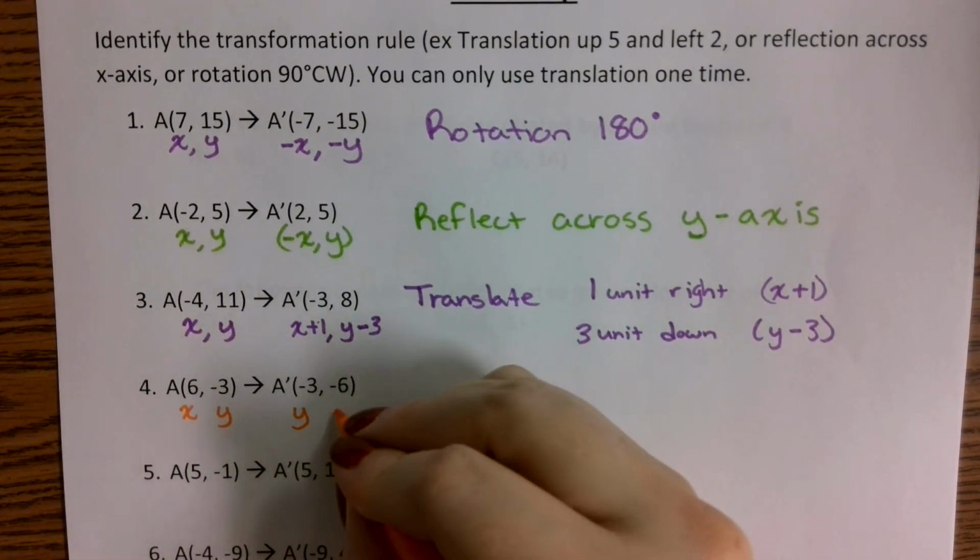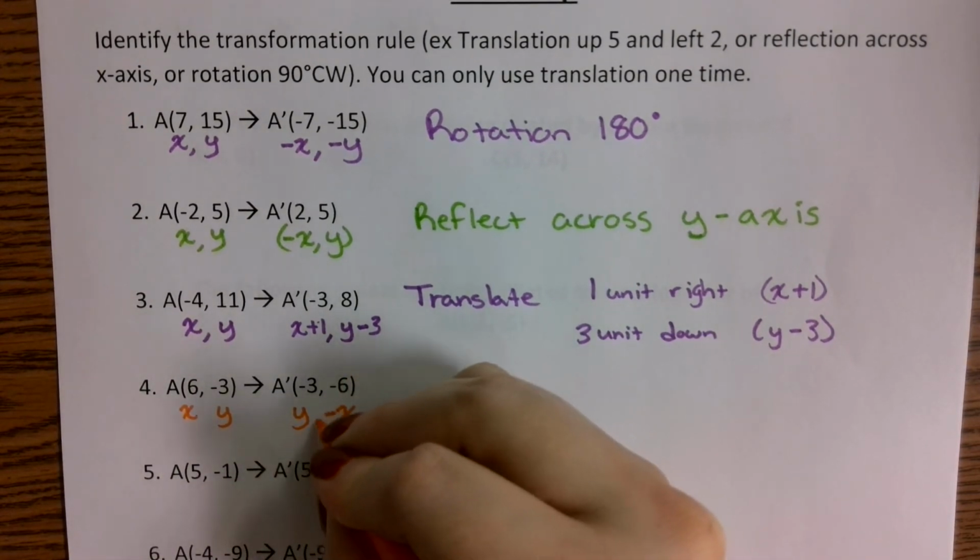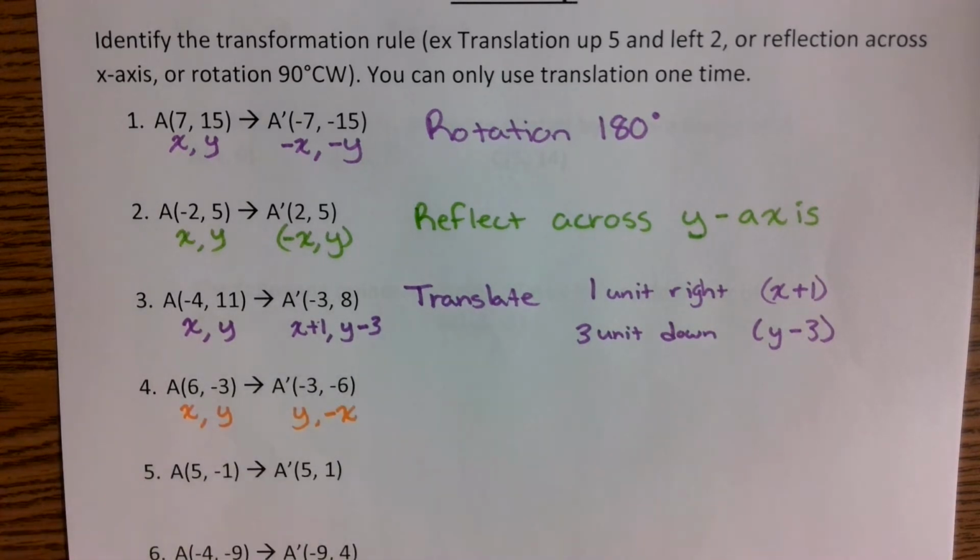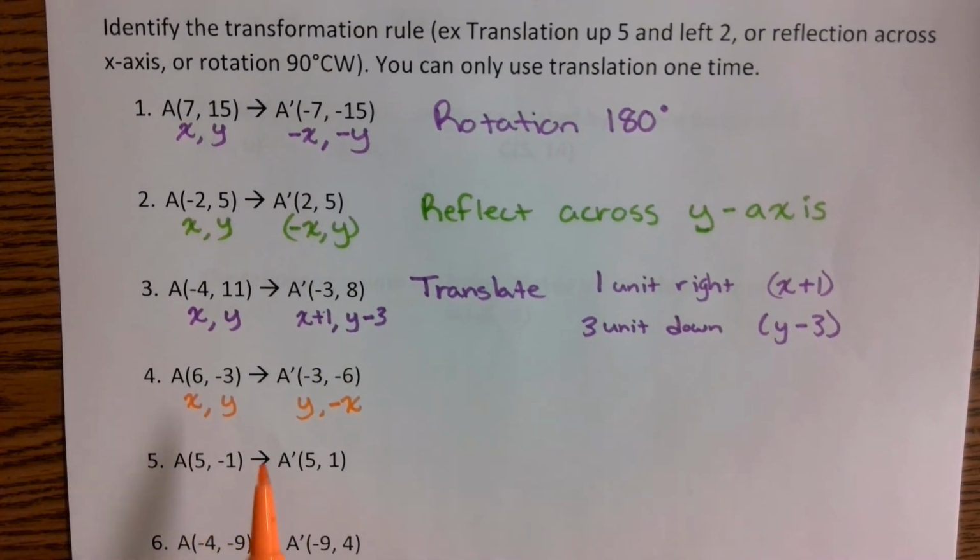Our x value went to the back and it became an opposite value. So what transformation has us going to y, opposite of x? Y, opposite of x. Which one's that going to be, Alex? Okay, rotation clockwise 90 degrees or counterclockwise 270.